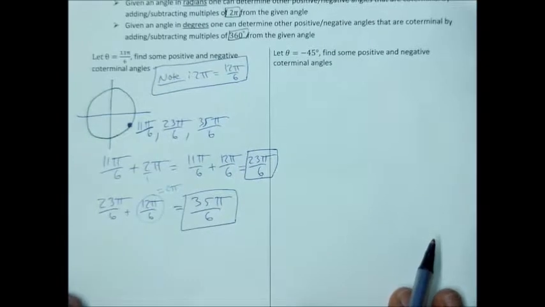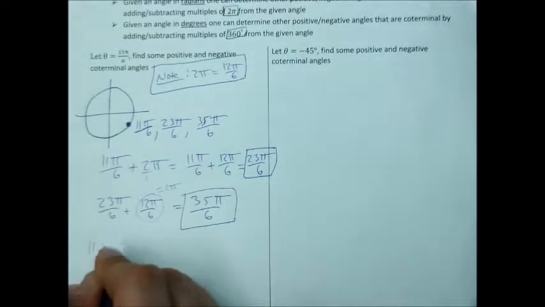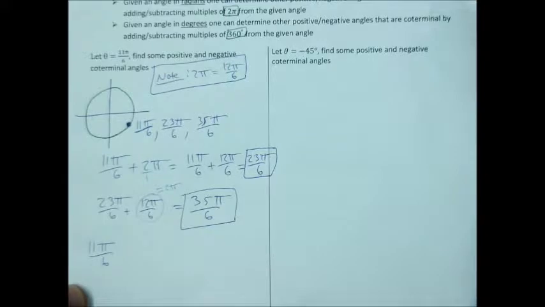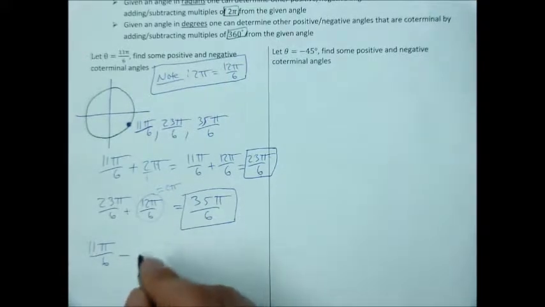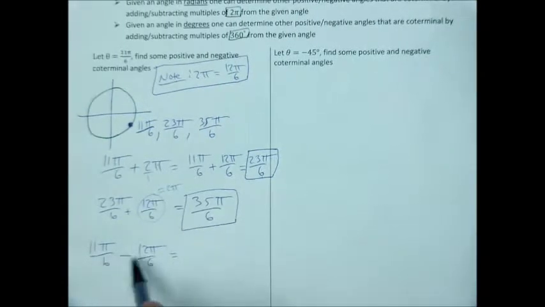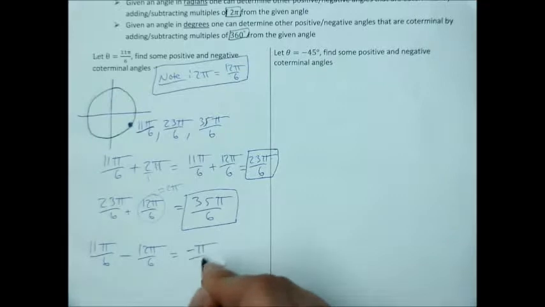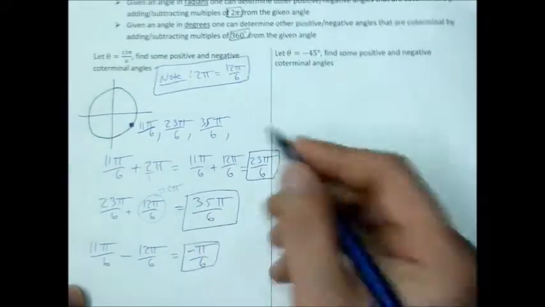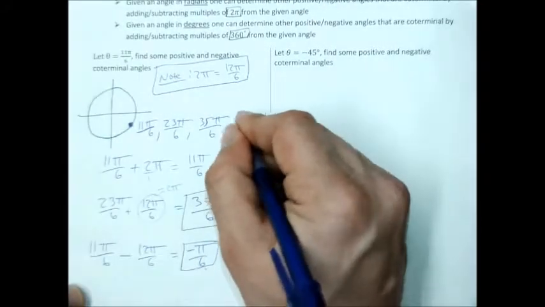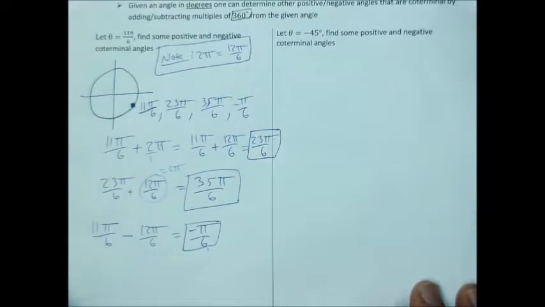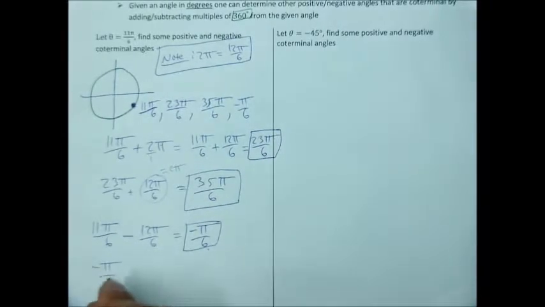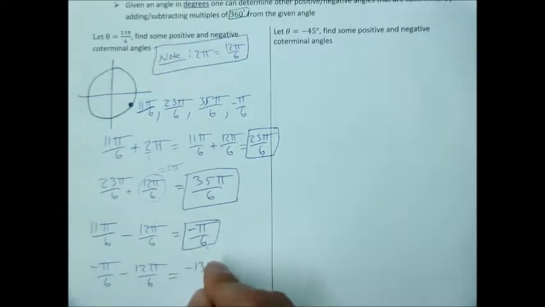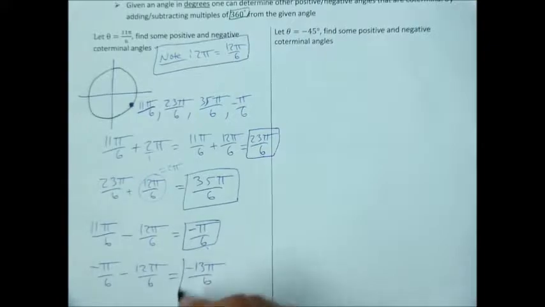And so we can find other coterminal angles by taking the one we started on, 11 pi over 6, and subtracting 2 pi. So I'll subtract 12 pi over 6 now. Again, remember this just equals 2 pi. 11 minus 12 is minus 1, and so this is also a coterminal angle. I'm going to write this one up here too. This is also minus pi over 6. And I'll just do it one more time just to be clear. We could take minus pi over 6 and subtract 2 pi again, and we'd get minus 13 pi over 6. And so this is another coterminal angle.